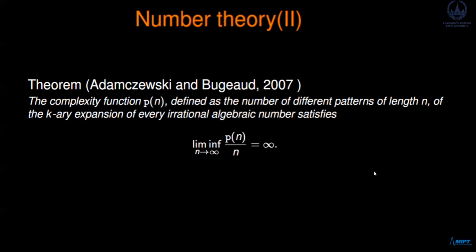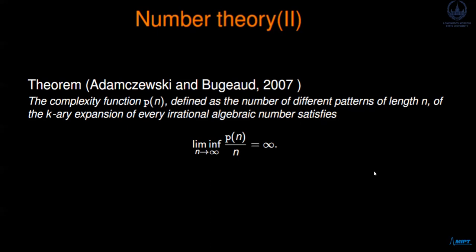So, continuing with the exploration of the properties of rational numbers, we now look at the significant result by Adamczewski and Bugeaud from 2007, and this result was published in Annals of Math, the best journal in mathematics. This theorem deals with the complexity function or factor complexity of decimal or k-ary expansion of irrational algebraic numbers.